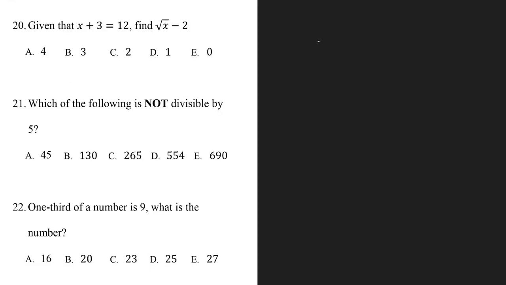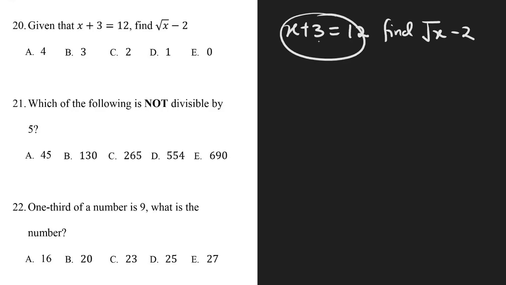Question 20 says that given that x plus 3 is equal to 12, find the square root of x minus 2. So from the equation now we have x plus 3 is equal to 12, and we have to find root x minus 2. So the first thing to do is to solve this equation. So how can we solve this equation? Remember that when we have alphabets, we take them to one side and numbers to the other side. And whenever anything crosses the equal sign, if it is positive, it changes to negative, and if it is negative, it will change to positive.